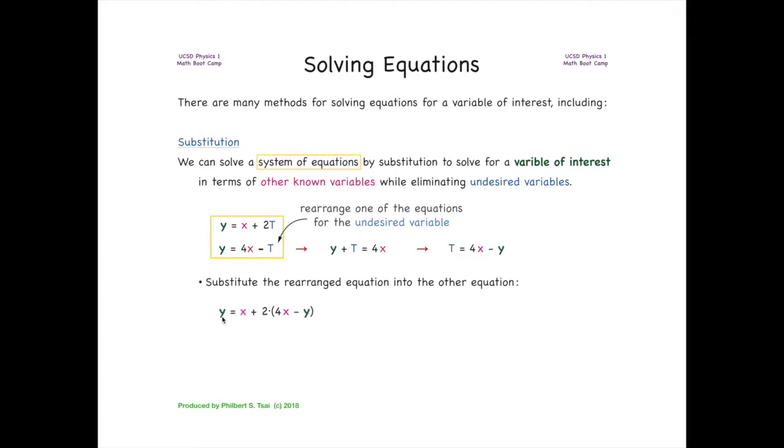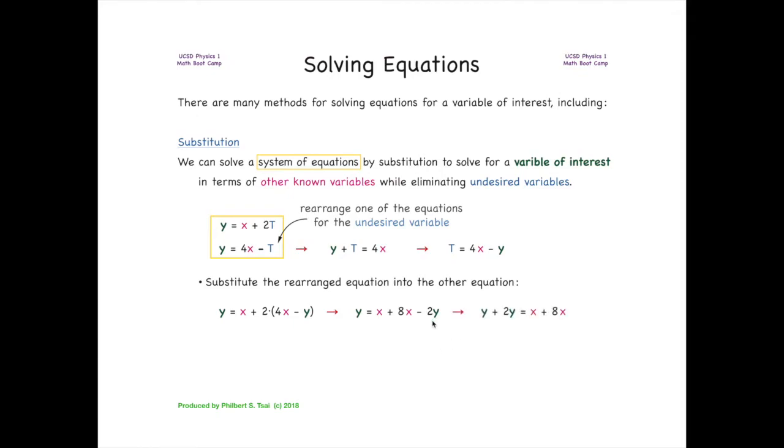When we do this, we end up with an equation that says y is equal to x plus 2 times, and then for t, we substitute in the 4x minus y. Our next step is then to distribute the multiplication of 2 through these two terms. The idea is to, if at all possible, end up with simple isolated terms that we can add and subtract. So we distribute the 2 through, and we get y is equal to x plus 8x minus 2y.